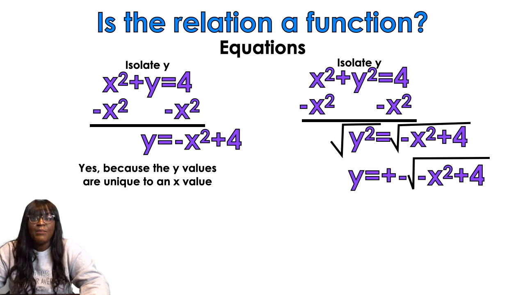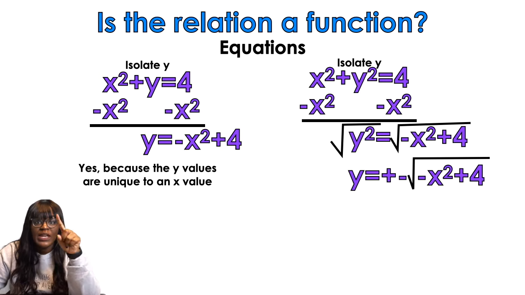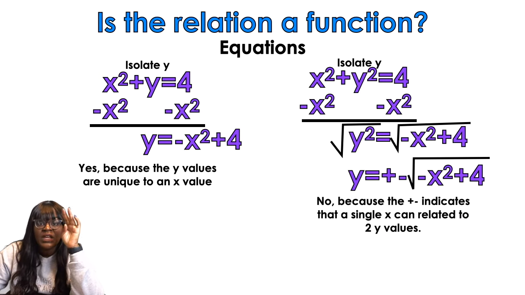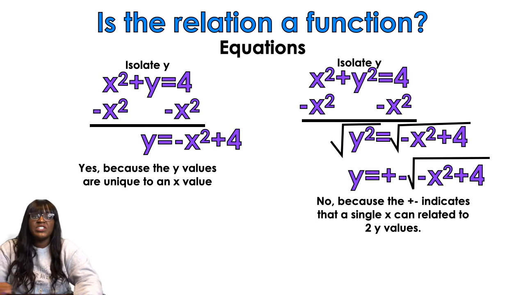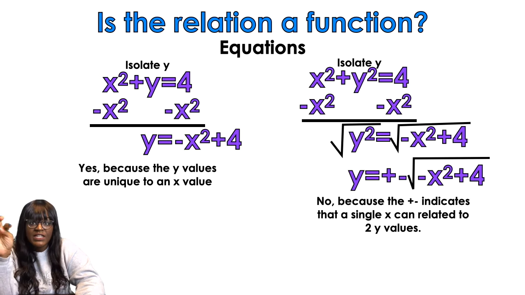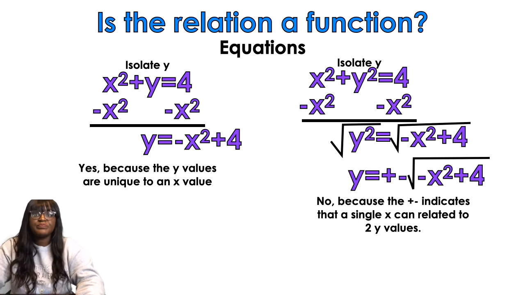So that plus and that minus indicates that there would be two y values for one x value, and that's not going to work because that means I would have to repeat the x more than once to get it attached to the different y values. And when we repeat x values, that's a no-go. So basically, when you're doing equations, if y equals plus or minus something, that's a repeat. We don't do that here.